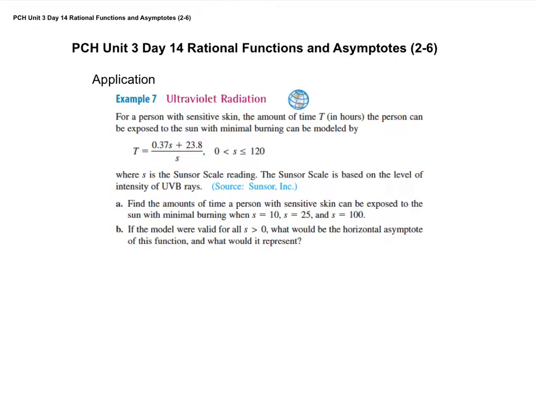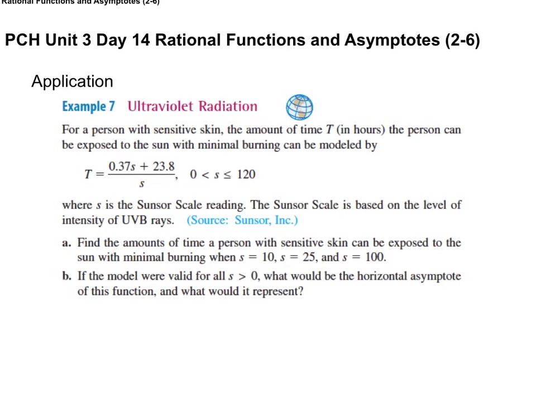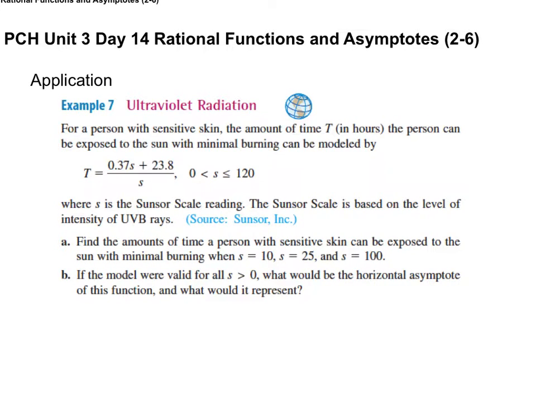Alright, so today to wrap up the unit, I want to look at two things. One is simply an application of a couple of different things that we've done. And we're going to start there, and then we're going to look at the concept of slant asymptotes. Alright, so to start here, let's use this as a warm-up. You actually know how to do all of this.